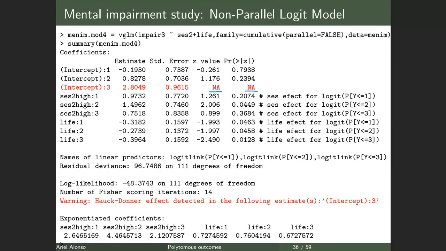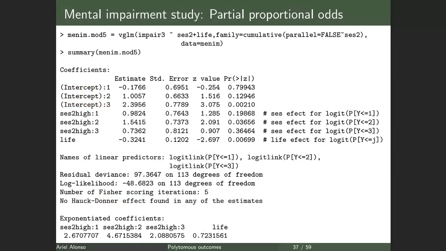And if you look at the Hauck-Donner effect, you get a warning. That means the effect was detected in the following parameter: intercept 3. That is an indication that maximum likelihood is not working properly, and that means that some parameters here may be on the border of the parameter space. Some of these probabilities may be very close to 0 and 1. And that is the problem. I mean, when you do not assume proportional odds, you may get all this type of problem. These probabilities may not be ordered, it's a problematic model. So here you get this warning, like, maximum likelihood is not doing a good job here.